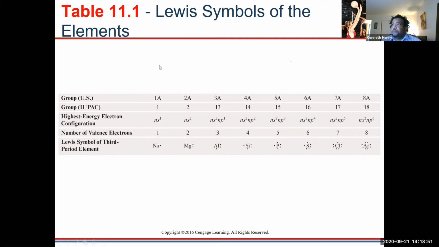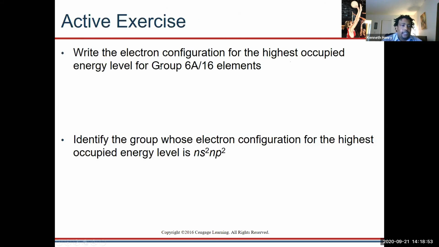So let's get to some conceptual questions. It says, write the electron configuration for the highest occupied energy level for group 6A, 16. So it's the sixth group, group 16.